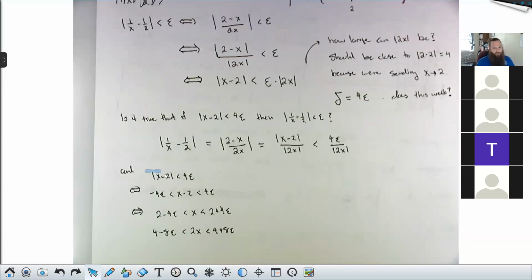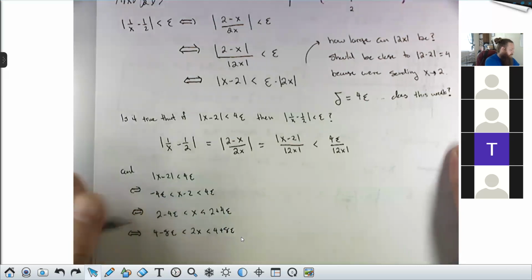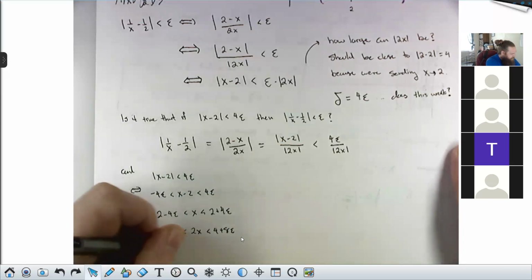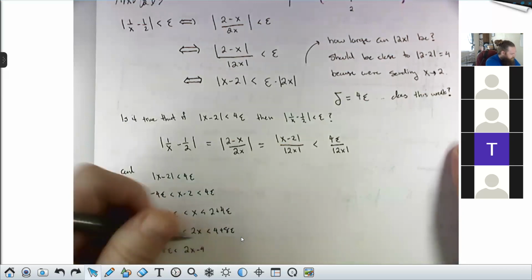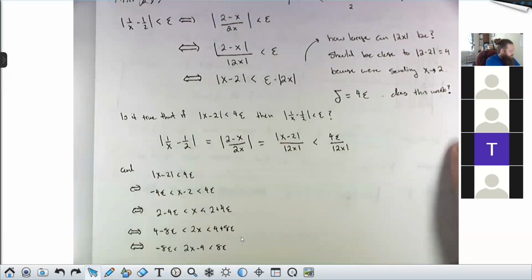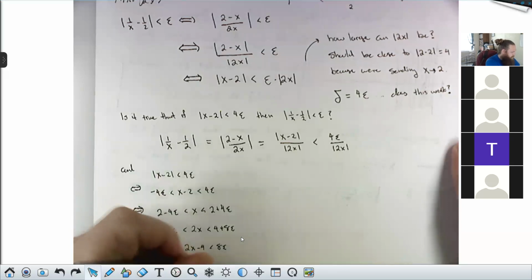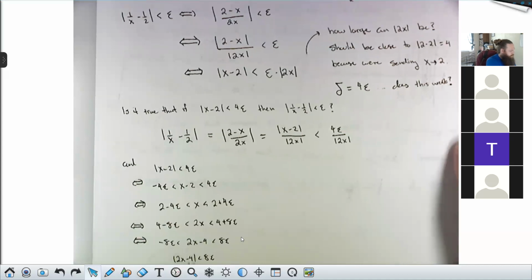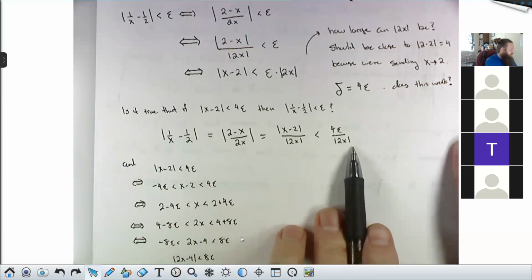So here, this is just working with absolute value inequalities. I take this inequality and unpack it. This is defined to be this. Then I add 2 everywhere. And then I multiply through by 2. And now what I want to do is try to reinterpret this. I could subtract 4 everywhere and say, now this is the same as saying that negative 8 epsilon is less than 2x minus 4 is less than 8 epsilon, which is equivalent to saying the absolute value of 2x minus 4 is less than 8 epsilon. I'm not sure this is super useful though, because what I really want to do is bound 2x, not 2x minus 4.